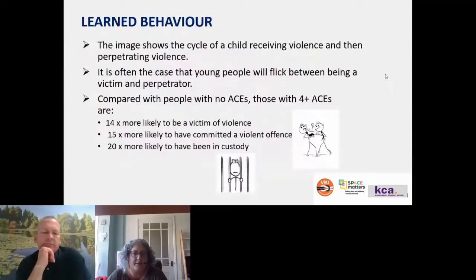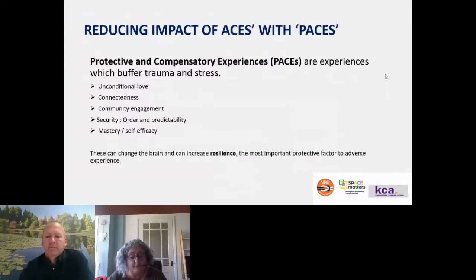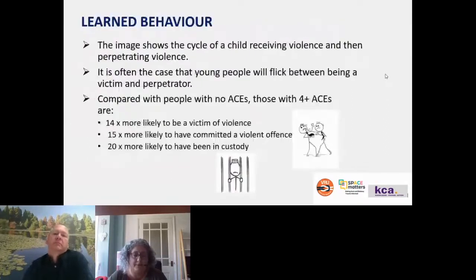Okay, talking about the cycle of violence. So just some statistics here. We've already talked about the balance with no ACEs versus 4 ACEs. So those with 4 ACEs are 14 times more likely to be the victim of violence, 15 times more likely to have committed a violent offence, and 20 times more likely to have been in custody. And that is obviously something that impacts on our adolescence through to adulthood. We also need to recognise that those young people flick between being a victim and a perpetrator.